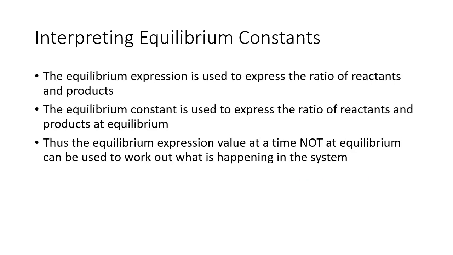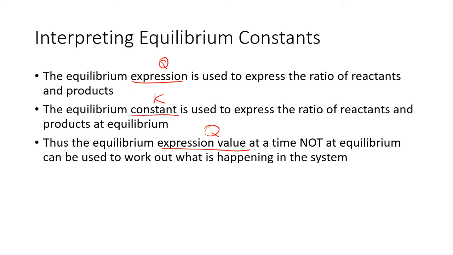Let's look at this one. Equilibrium expressions can be used to express the ratio of reactants and products. That's the expression, sometimes labeled as Q. The equilibrium constant, which is always labeled as K, is used to express the ratio of reactants and products at equilibrium. So therefore, the equilibrium expression value, Q, at a time not at equilibrium, can be used to work out what's happening in the system.